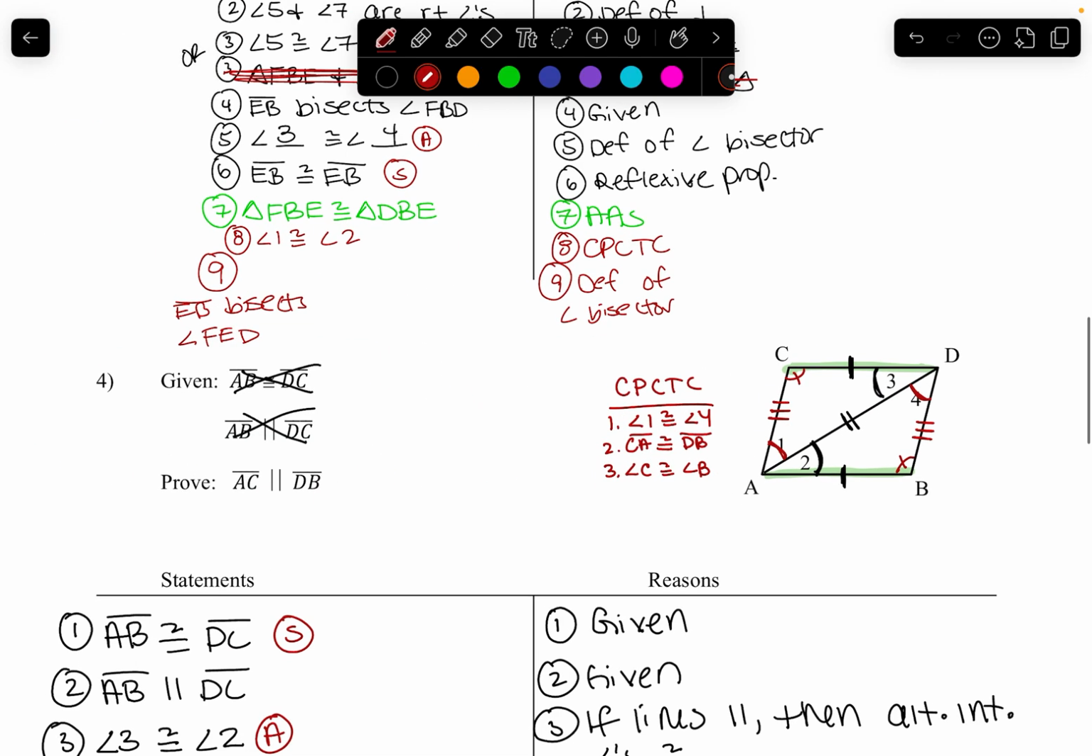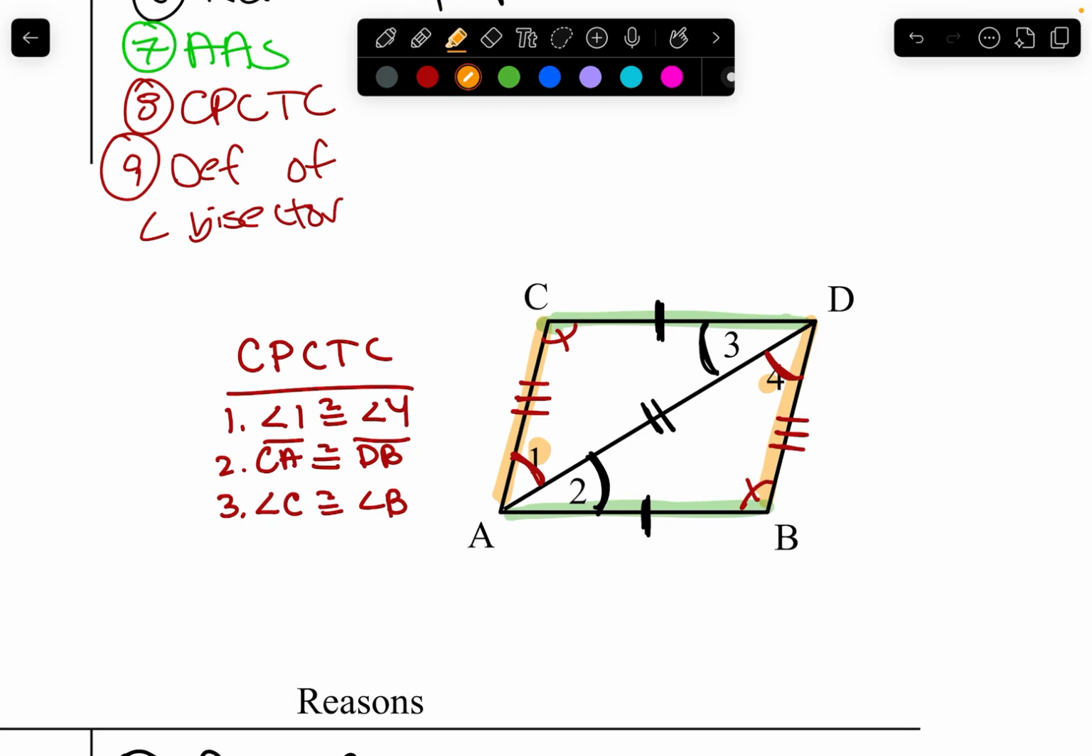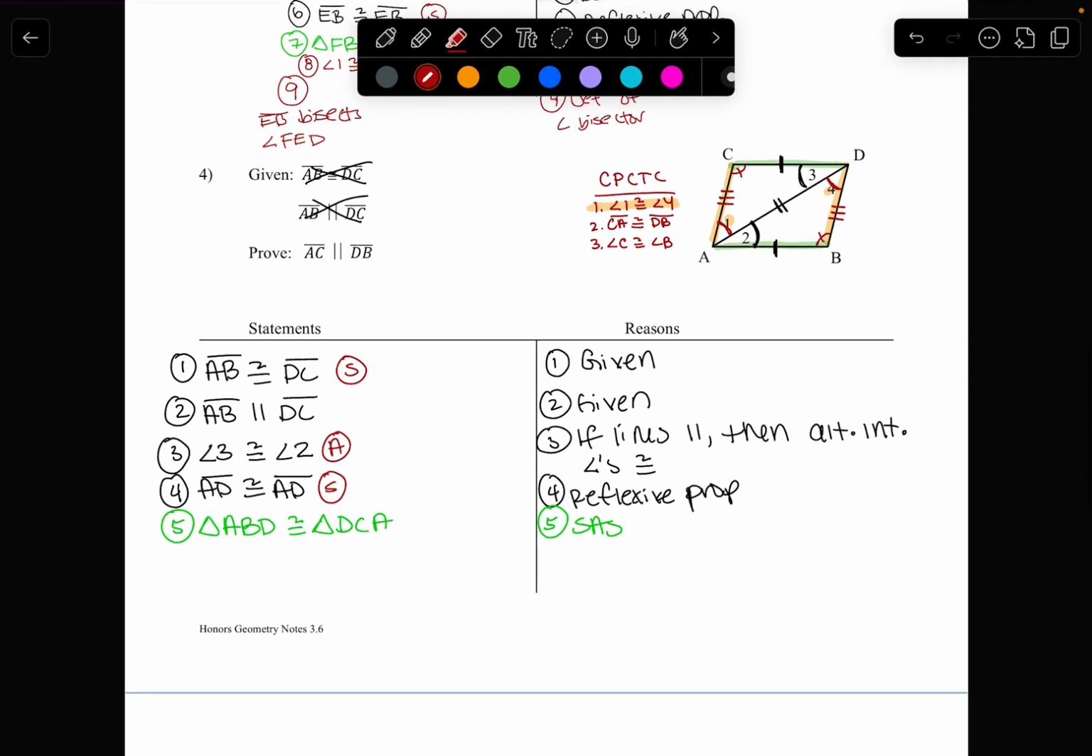Now, I'm supposed to be proving that AC is parallel to DB. So if AC was parallel to DB, then I would know that angle 1 is congruent to angle 4. So I've got to go backwards. If these lines are parallel, then I'll have those congruent angles. But I'm trying to prove lines parallel, so I need my congruent angles, which in this case is my very first option. Angle 1 is congruent to angle 4. So that's what I have to write down next. We've got angle 1 is congruent to angle 4. That's from our CPCTC list.